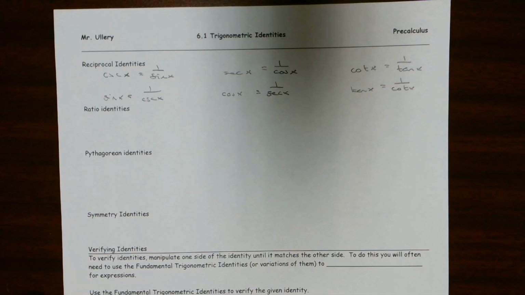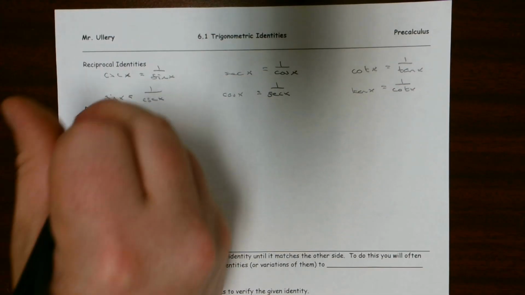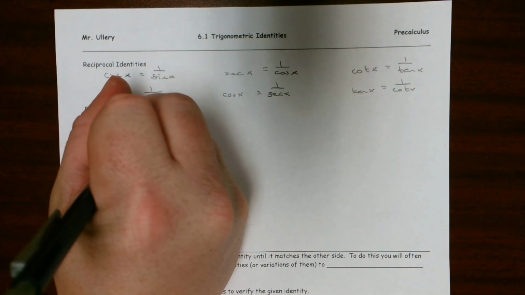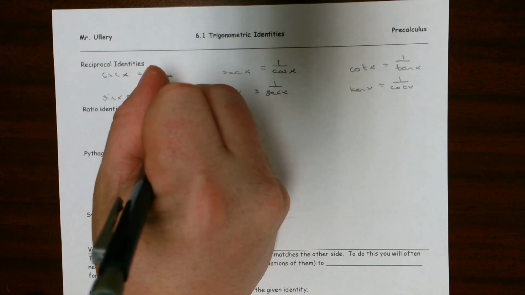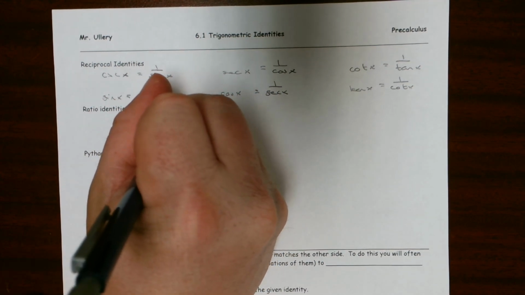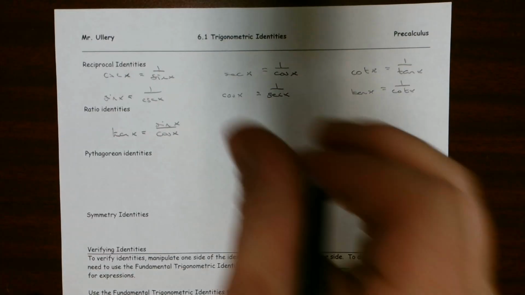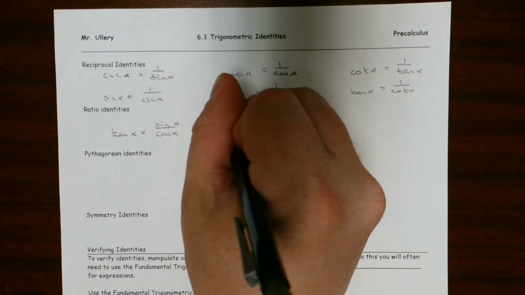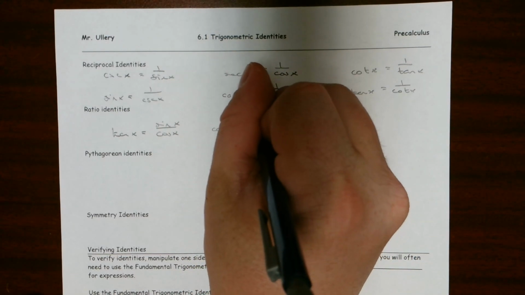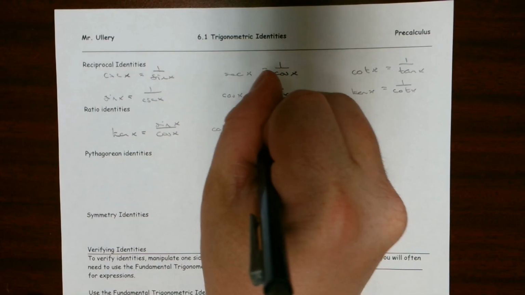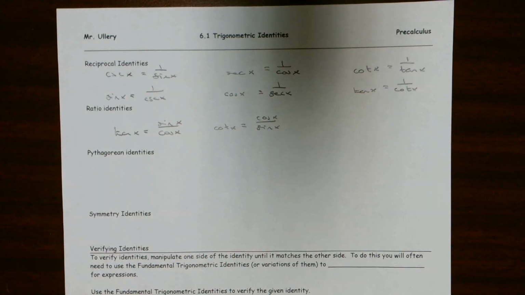The ratio identities, there's only a couple of them, real simple. Recall that tangent is equal to sine over cosine, and its reciprocal, cotangent, is equal to cosine over sine. Real simple, flipping things there.